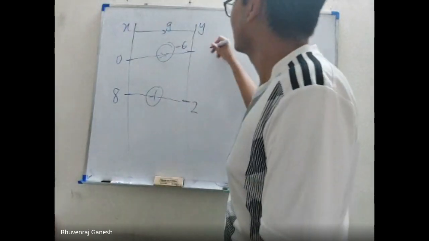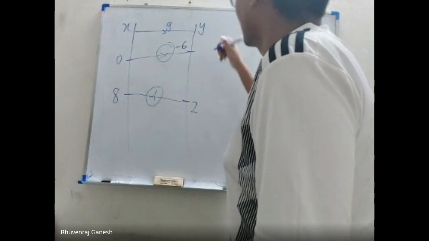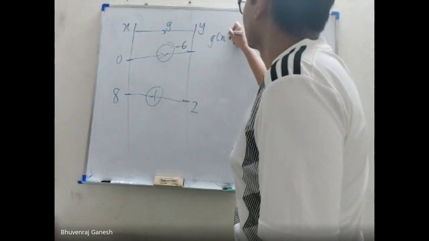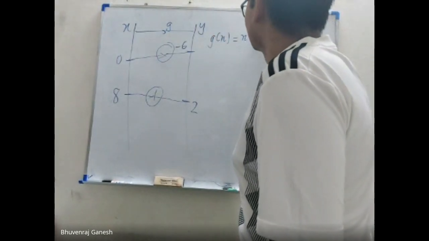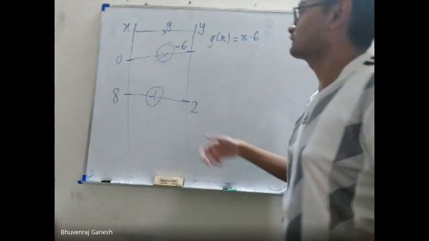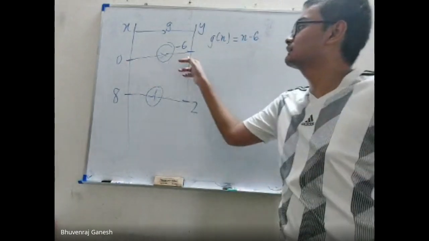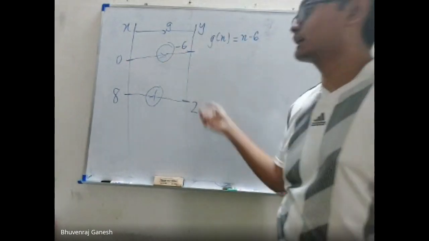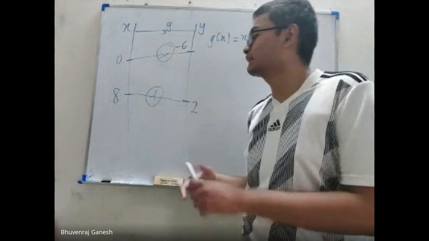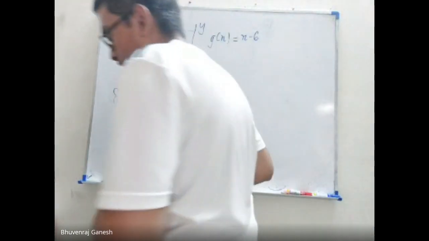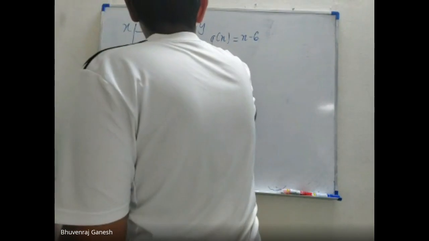So I can say function g maps x to y. Let's say I give you the function g(x) is x minus 6. You can see clearly here the pattern: 0 to negative 6 is you minus 6, and 8 to 2 is you minus 6. So there's a pattern happening here. Now let's say I throw to you a question.